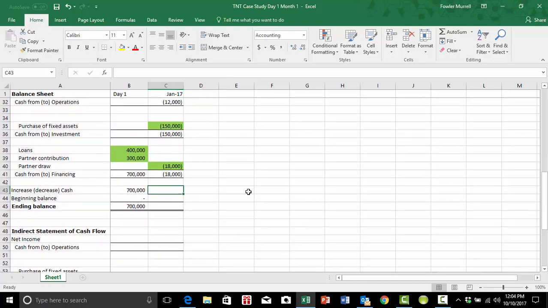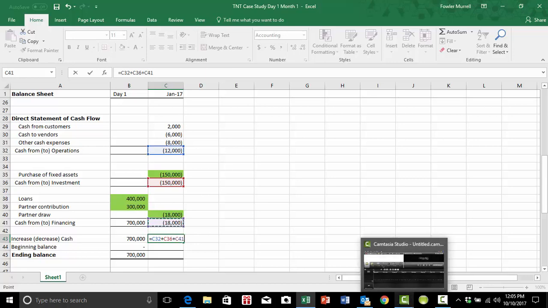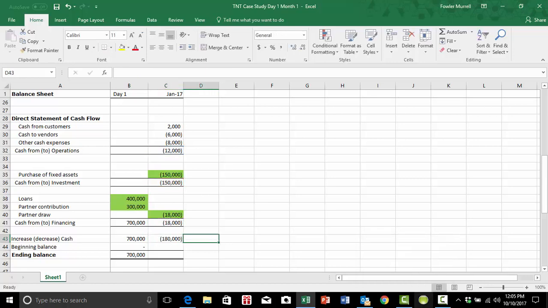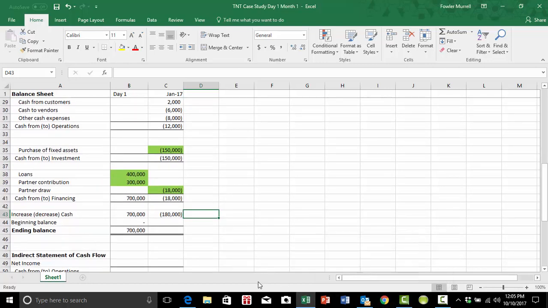Increase, decrease in cash will equal cash from operations plus cash from investments plus 18,000, equal negative $180,000. Okay? That means we've decreased our cash by $180,000.